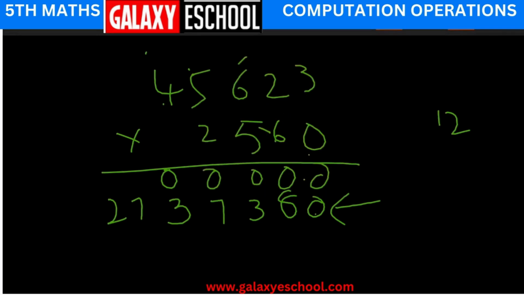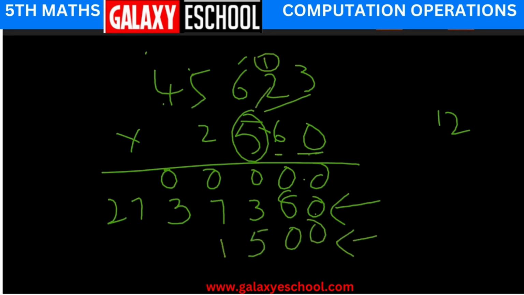Now what is the next number? The next number is 5. 5 3s again. Before multiplying we need to keep 2 zeros. 5 3s are 15. 5 2s are 10 plus 1 11. 5 6s are 30 plus 1 31. 5 5s are 25 plus 3 28. 5 4s are 20 plus 2 22.